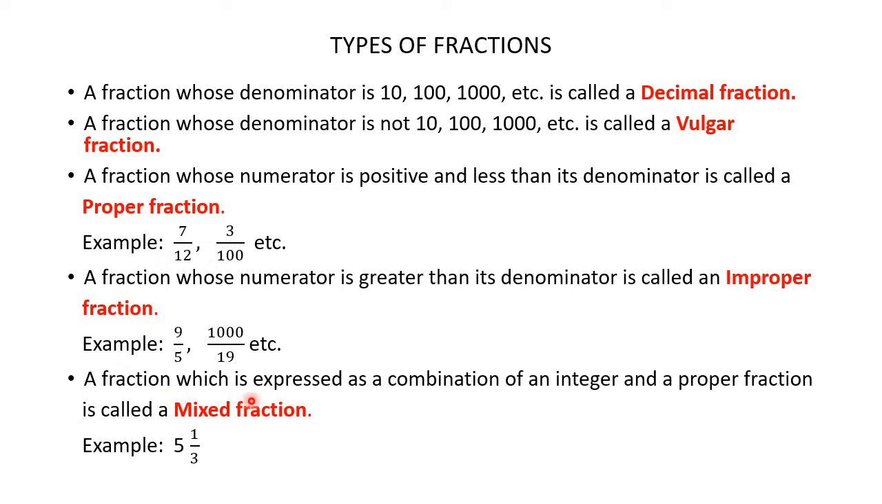A fraction which is expressed as a combination of an integer and a proper fraction is called a mixed fraction. For example, 5 1 by 3. 5 1 by 3 is a mixed fraction. Here 5 is the integer part and 1 by 3 is the proper fraction. So a combination of an integer and a proper fraction is a mixed fraction. So 5 1 by 3 is a mixed fraction.